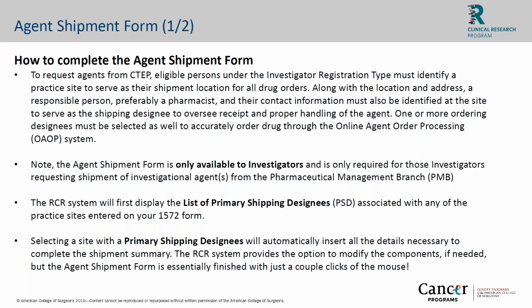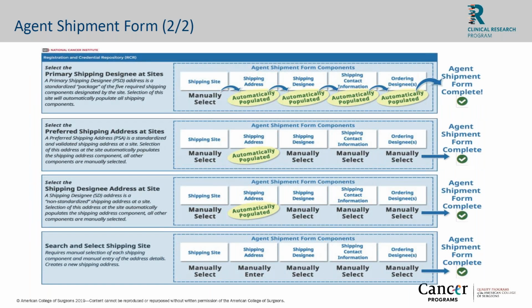The RCR system will first display the list of primary shipping designees associated with any of the practice sites entered on your 1572 form. You will then select a site as the primary shipping designee, which will automatically insert all the details necessary to complete the shipment summary. The RCR system provides the option to modify the components if needed, but the agent shipment form is essentially finished with just a couple of clicks of your mouse. Please see guidance on this slide.